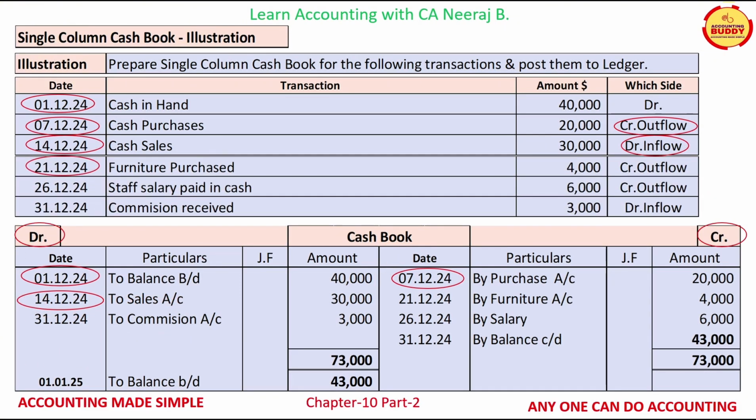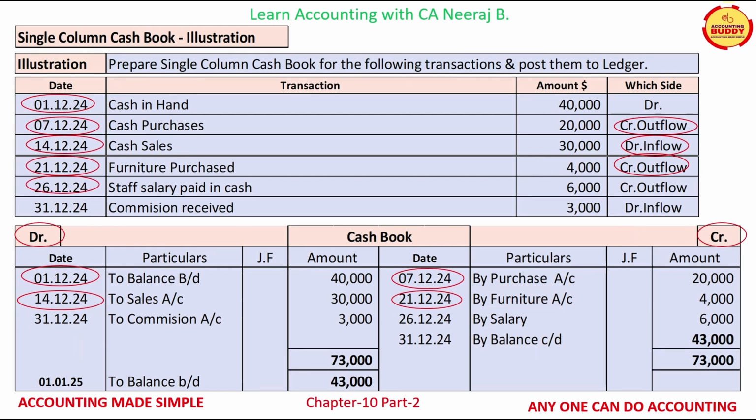On 21st December, business purchased furniture worth $4,000 in cash. Since it is an outflow of cash, it will be recorded on the right hand credit side of the cash book on 21st December by writing the words "by furniture account."